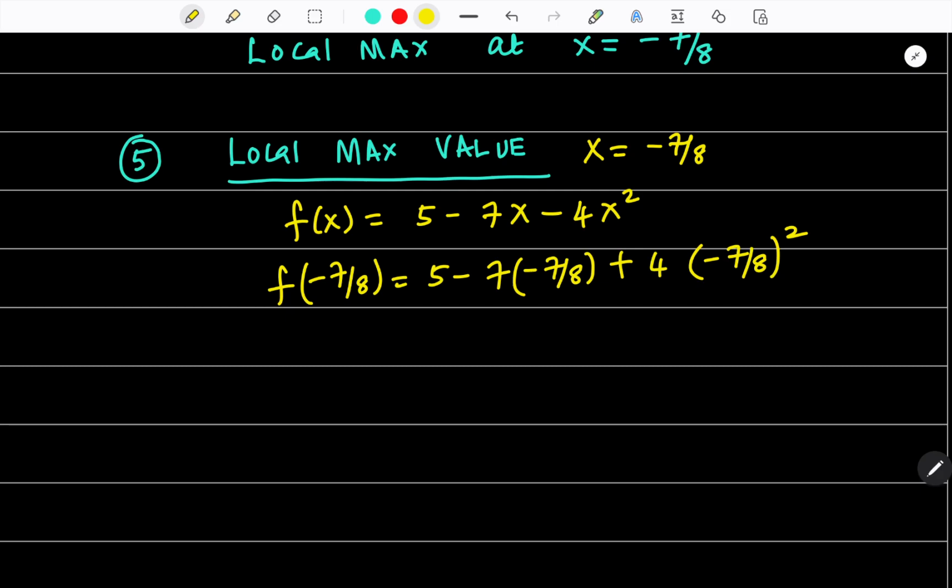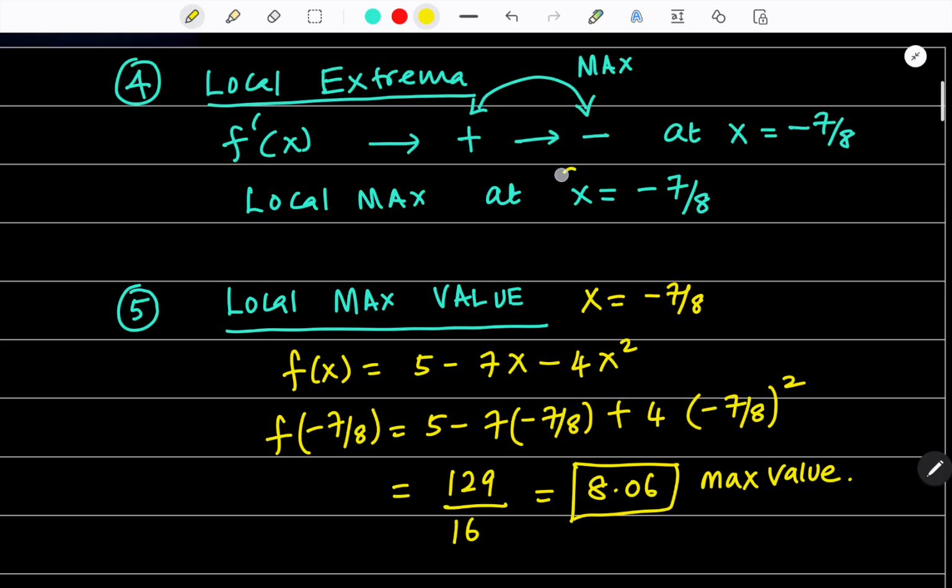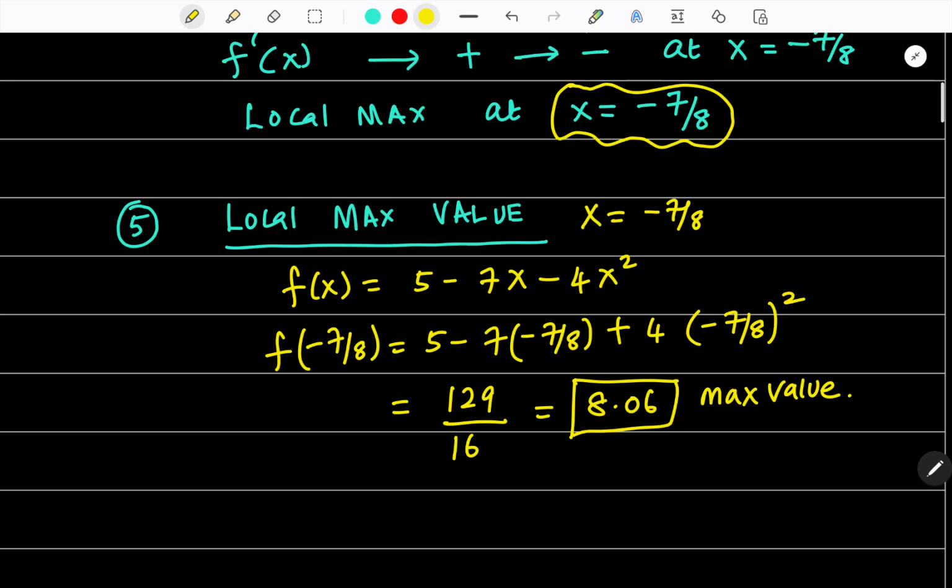You are going to put it in the calculator. 5 minus 7 times negative 7 over 8 plus 4 times negative 7 over 8, the whole square, equals, I get 129 divided by 16, or you can write 8.06, no problem, right? So this is your maximum value. What is the meaning of this? This maximum occurs at this point. No problem, I will give you the final conclusion.